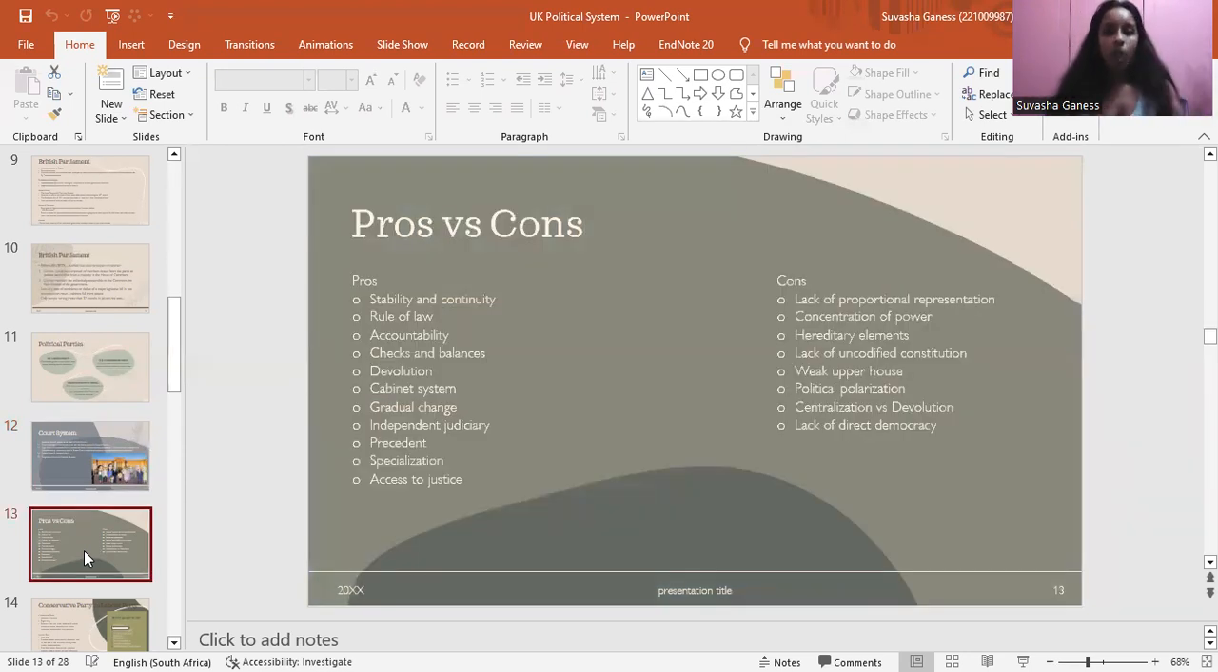So now we're going to look at the pros and cons of the UK political system and how we can actually use them in debates, right? So in terms of the pros, the first thing we're looking at is sustainability and continuity, right? So what does that look like?